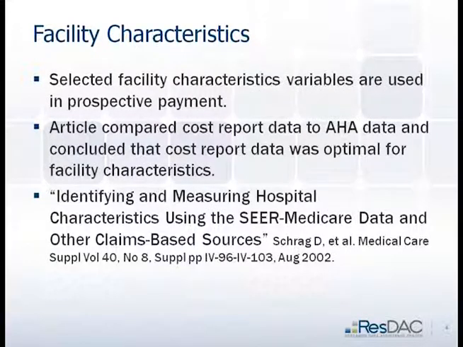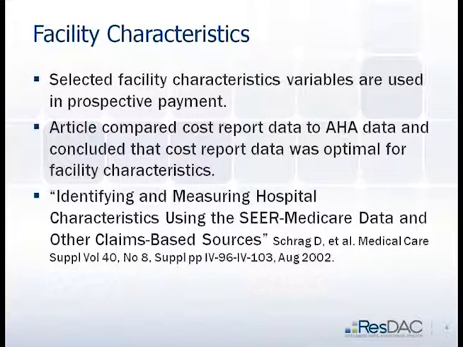So looking at the facility characteristics, there are some facility characteristics that are used in prospective payment. Things like the number of discharges, total, Medicare and Medicaid, so that Medicare can determine what proportion of the total belongs to the Medicare beneficiary, or Medicaid for that matter, to figure out, is this a disproportionate share hospital? So some of those statistics are important in calculating those adjustments.